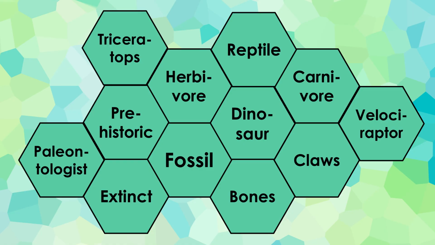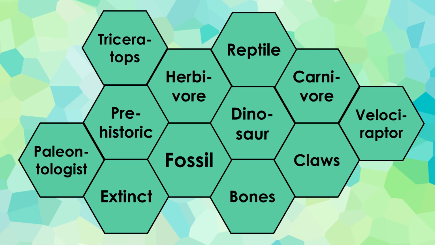Here are some of my thoughts. I put fossil next to dinosaur because fossils sometimes come from dinosaurs. I put prehistoric, extinct, and paleontologist connected together because they are all related to finding dinosaur fossils. I put bones next to dinosaur because all dinosaurs have bones.